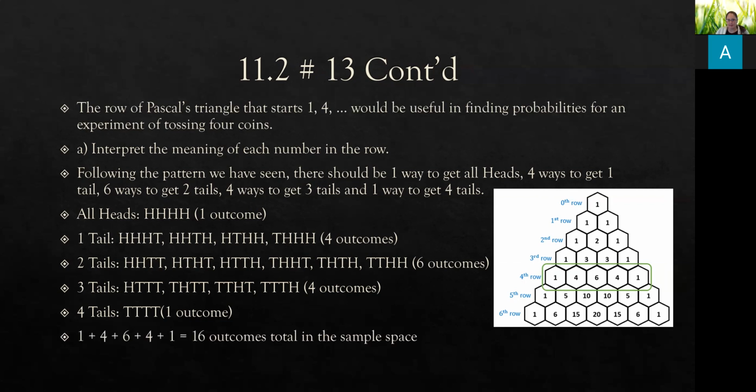And there will be 16 outcomes total in the sample space. We just get that by adding up the number of outcomes. So we add the 1 and the 4 and the 6 and the 4 and the 1, and that gives us the 16 outcomes in the sample space. We could just count 1, 2, 3, 4, 5, 6, 7, 8, 9, 10, 11, 12, 13, 14, 15, 16 also.